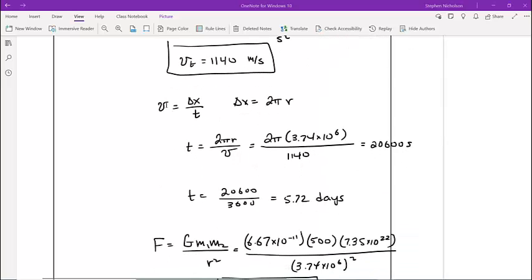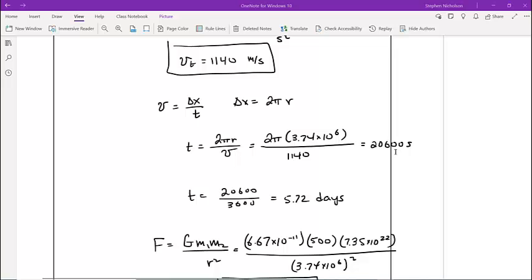Now the velocity as it travels in the circular orbit is the distance traveled divided by the time, where the distance traveled is the circumference, 2 pi r, and this r is the orbital radius. So if you plug that in and solve for t, you get the period, the time it takes to go around the moon once, which is 2 pi r over v.